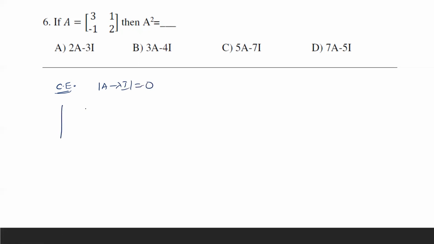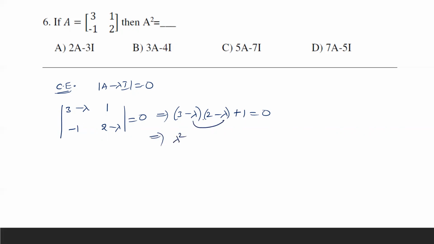If you evaluate this, A minus lambda I is 3 minus lambda, 1, minus 1, and 2 minus lambda. If you equate this determinant to 0, see how much you'll get. Evaluating the determinant, it is 3 minus lambda into 2 minus lambda minus minus 1 into minus 1, which gives minus 1, so it becomes plus 1 here. Multiplying, minus lambda into minus lambda is lambda square. Then the lambda terms: minus lambda into 2 is minus 2 lambda, then 3 into minus lambda is minus 3 lambda, so together it is minus 5 lambda.